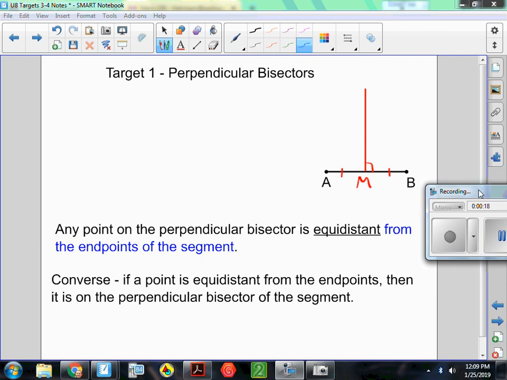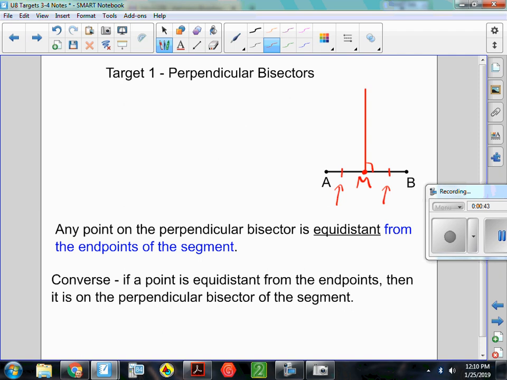So I have drawn a segment AB with a bisector that's perpendicular going through point M. I used M because I wanted that to be my midpoint. And so I can tell that this is a perpendicular bisector because I have the congruent marks showing that AM is equal to MB, or segment AM is congruent to segment MB. And then I also have the perpendicular. So it's a perpendicular bisector.